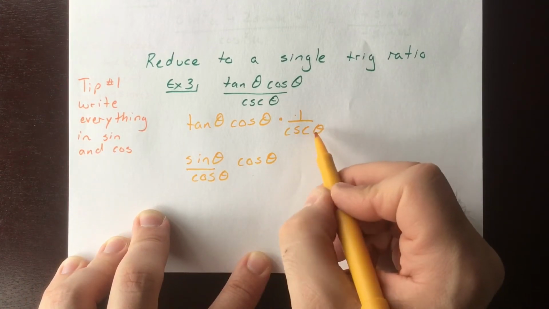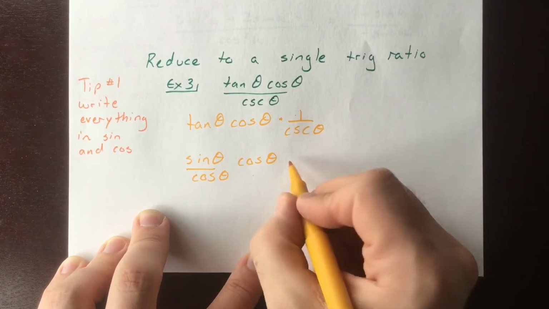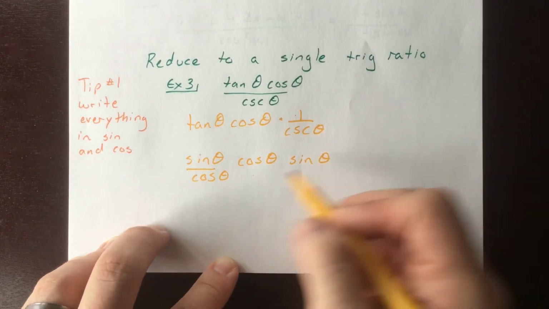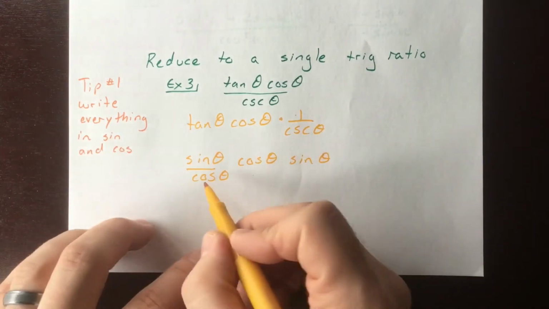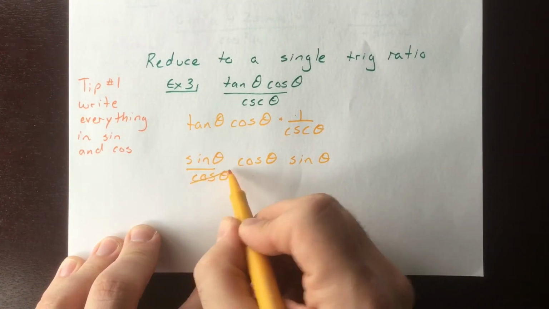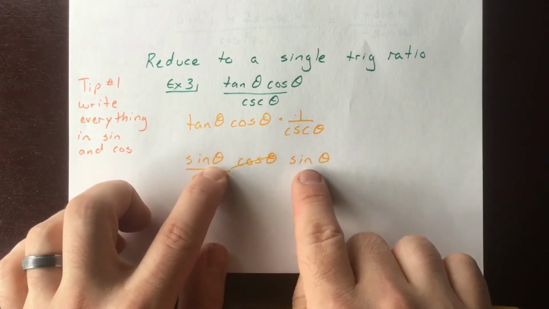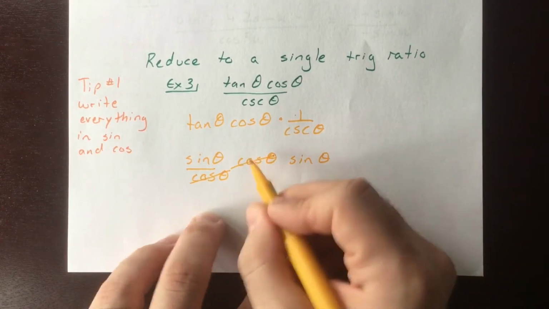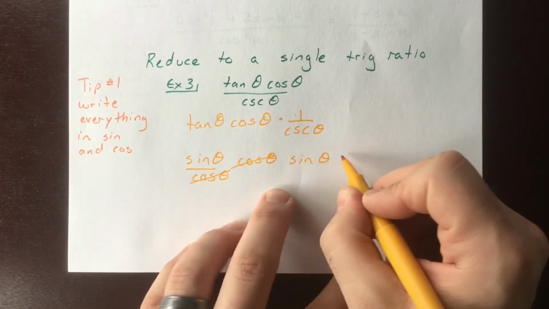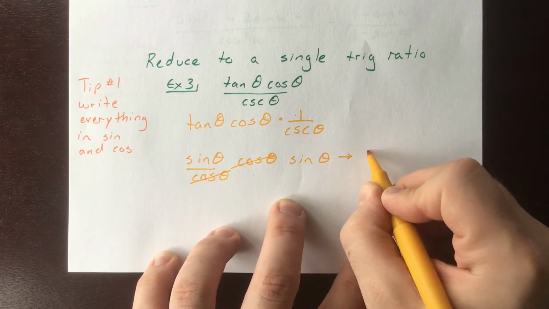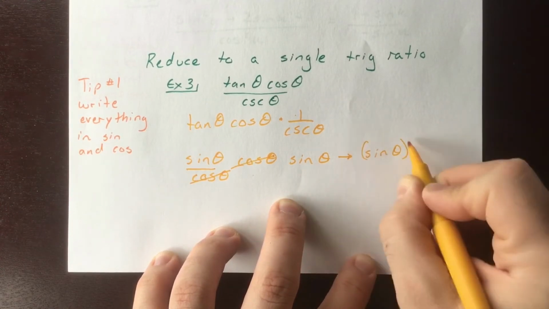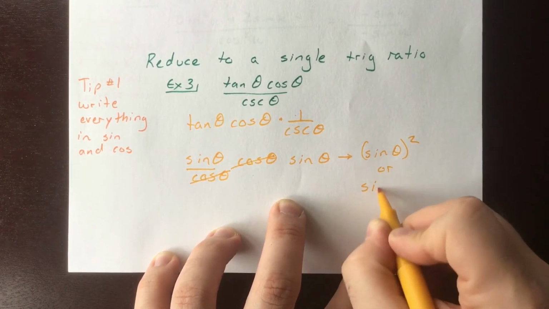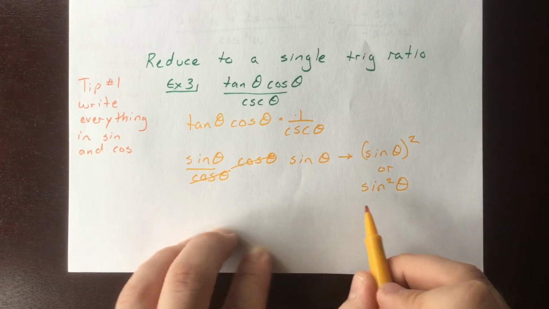1 over cosecant of theta, that's the reciprocal identity, is sine of theta, knowing our reciprocal identities. So now some simplification: the cosines cancel. You have sine theta multiplied by sine theta. In this, there are a couple ways. So sine theta multiplied by sine of theta, I could say that this is sine of theta squared, or sine squared of theta, okay?